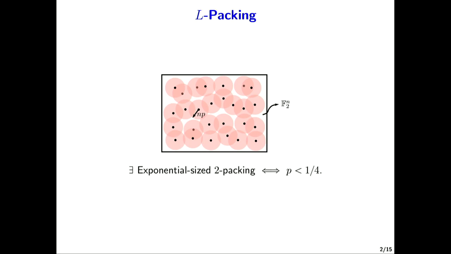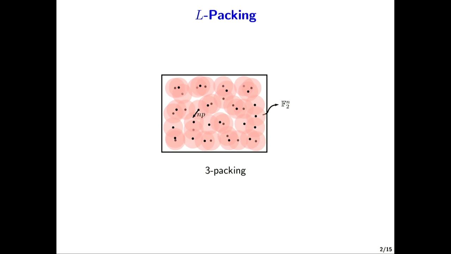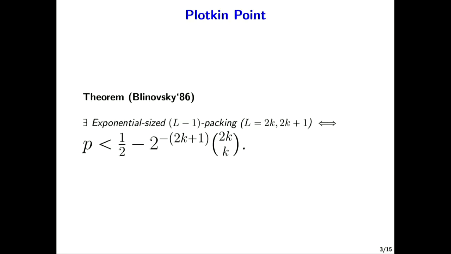I can keep relaxing it, right? I can ask, what about 3-packing? The threshold is now changed to 5/16. For 4-packing, it's still 5/16. For 5-packing, it's 11/32. For 6, it's 11/32. I'm not going to continue, but you might have seen the pattern. It jumps every 2 times.